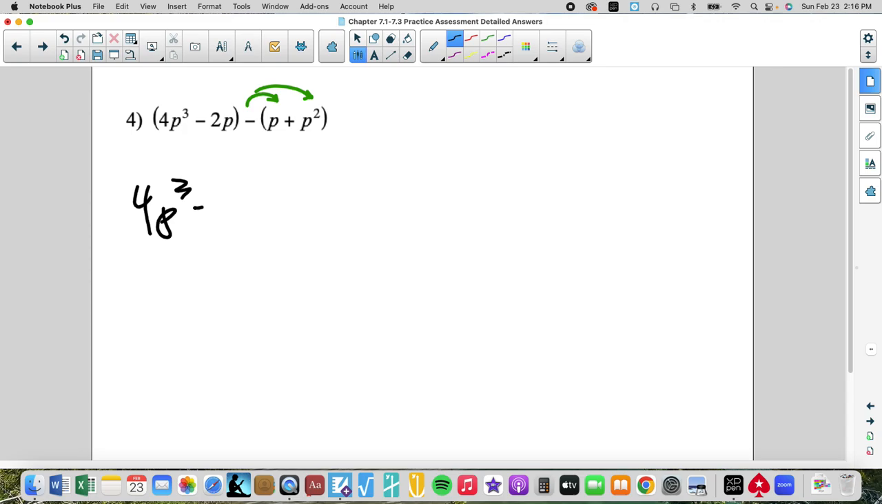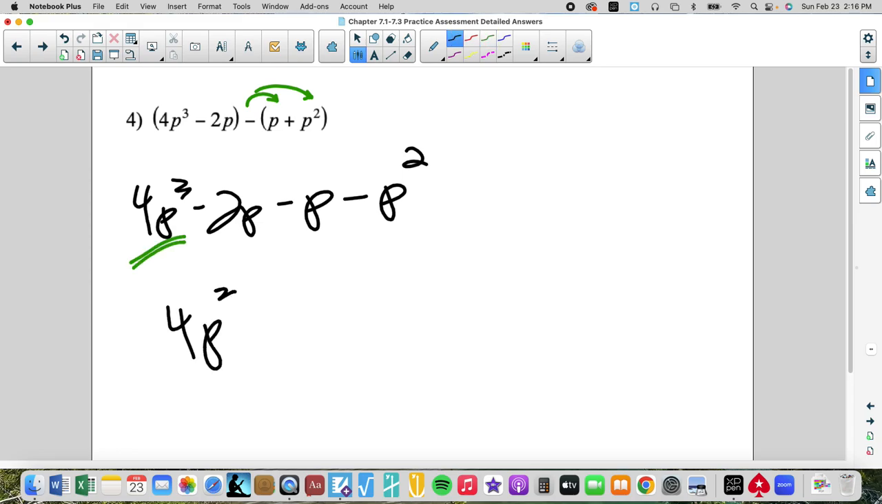4p to the third minus, whoa, don't get sloppy, minus 2p minus p minus p squared. Oh, they definitely tried to trick you. This doesn't have a partner. There is no other p to the third, so I'll write 4p to the third. Negative 2p and negative p are definitely like terms. That makes negative 3p, and then the negative p squared doesn't have a partner.